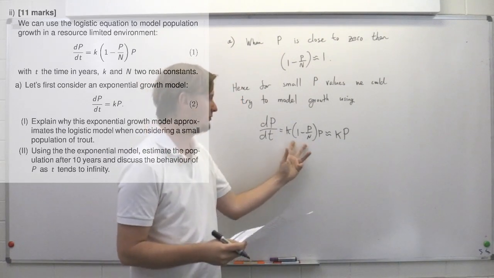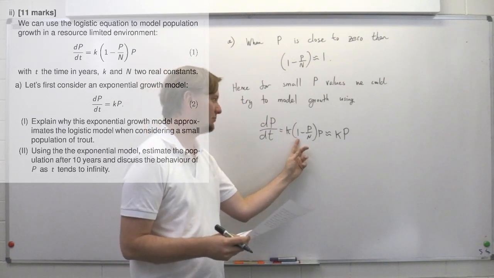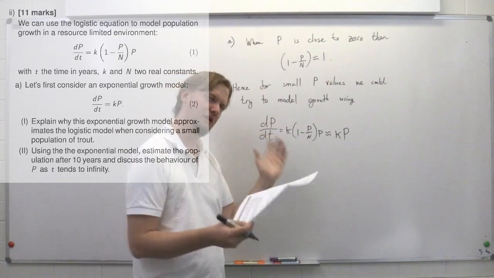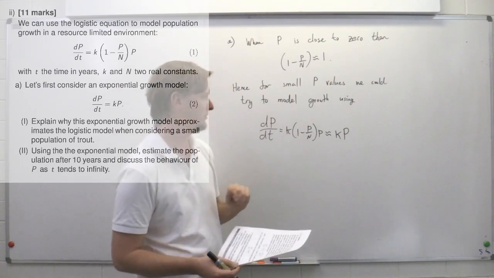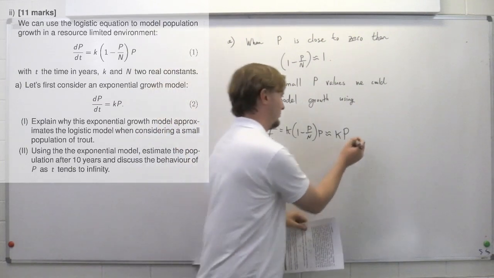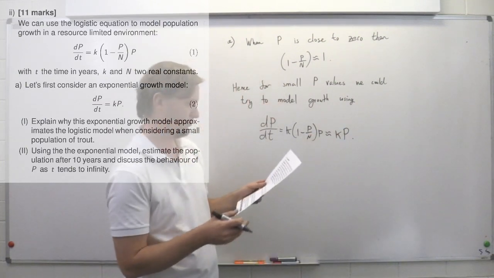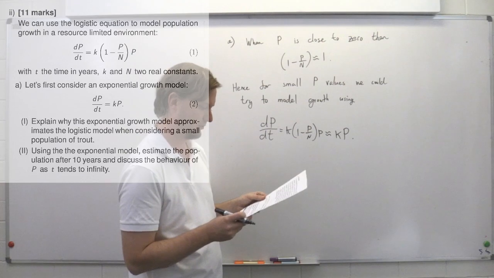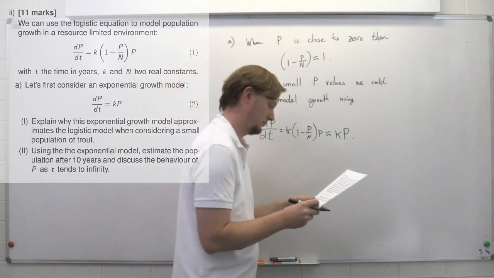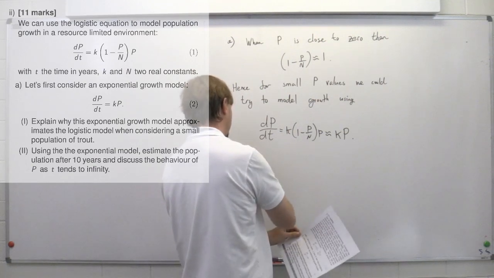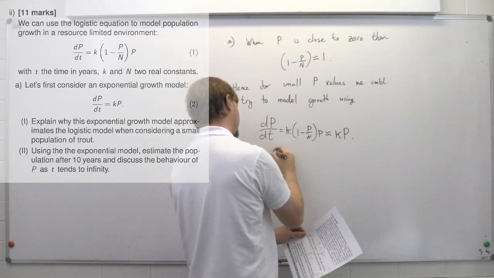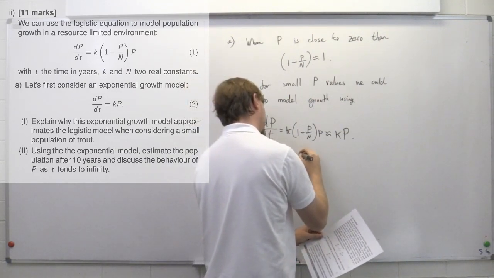Now another way you could do this is you could also expand this and see it's a p minus a p squared, and a p squared term is much, much smaller than a p term when p is close to 0. So that is a model we could use, and this is the model they call 2. This is the exponential growth model.